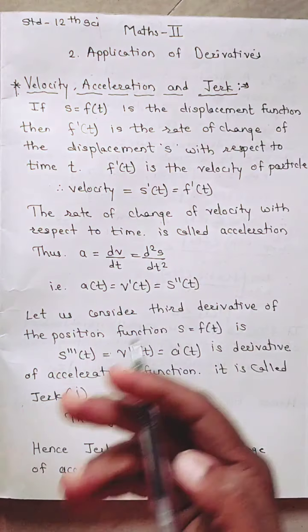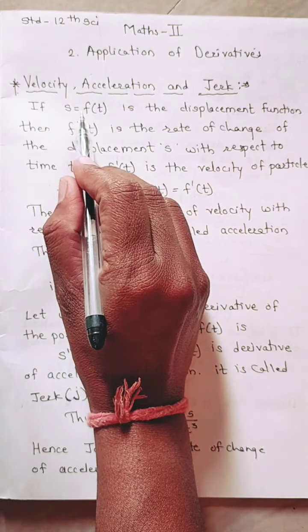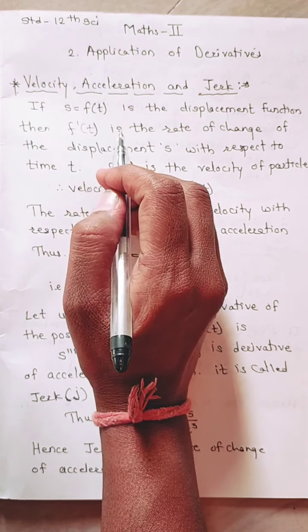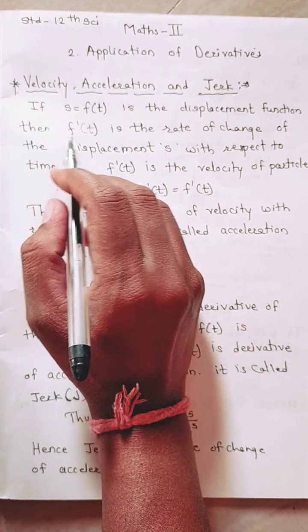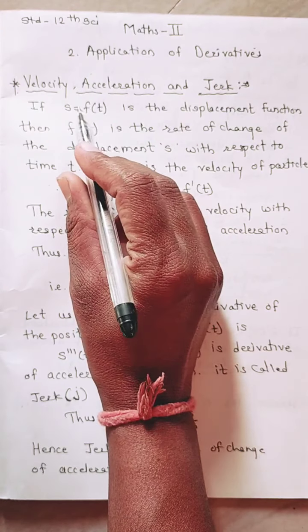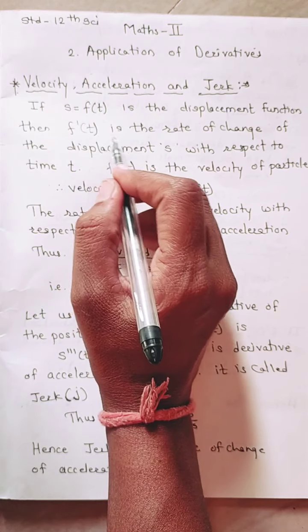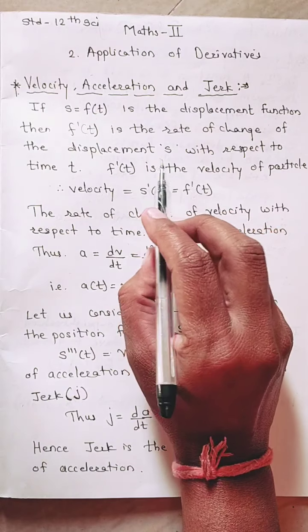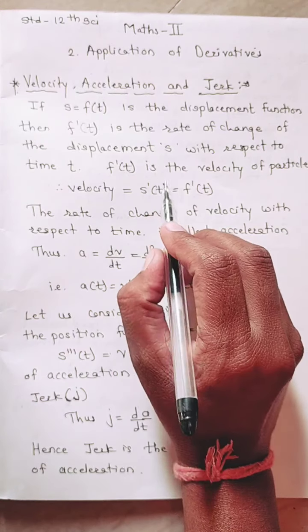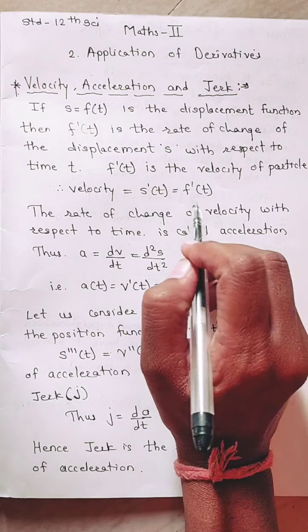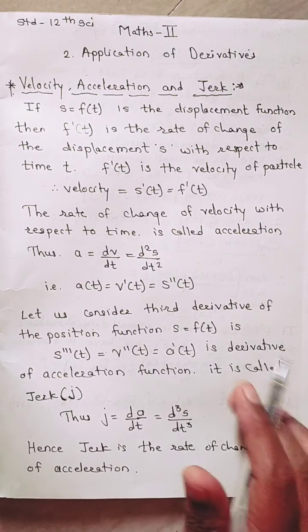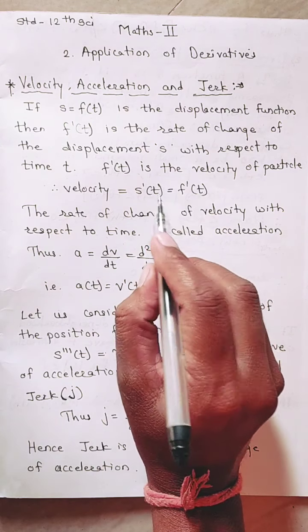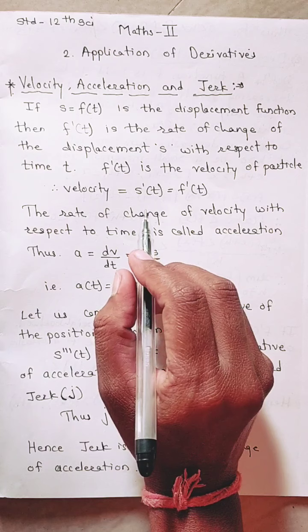If we know the equation of displacement, that is s = f(t) is the displacement function, then the first derivative of this displacement, that is f'(t), is the rate of change of displacement s with respect to time, and this first derivative is called the velocity of the particle. Therefore, velocity is equal to s'(t), which is equal to f'(t). That is, the rate of change of displacement is called velocity.